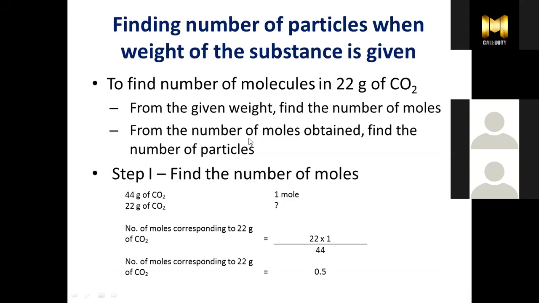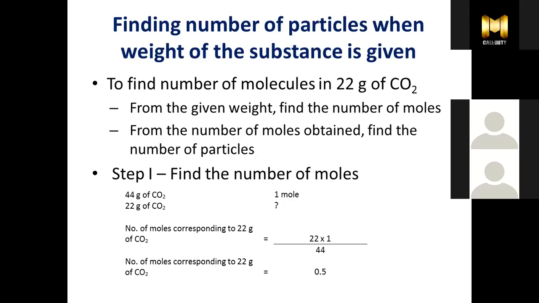Now you can see that we have to find the number of particles when the weight of the substance is given. In the earlier parts, what did we do? The number of moles was given, we were finding the number of particles and vice versa. So it was simply a one-step problem. Just make that table of unitary method kind of a thing and carry out the calculation.